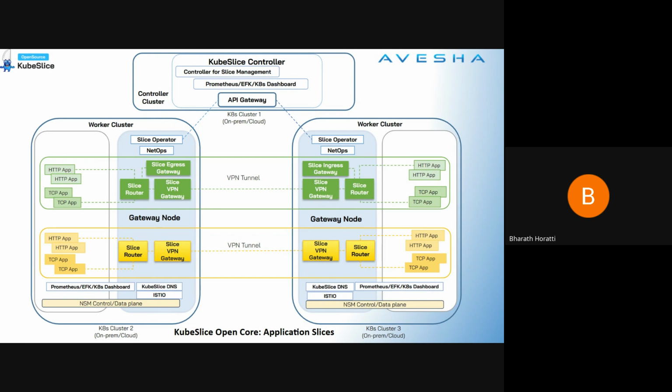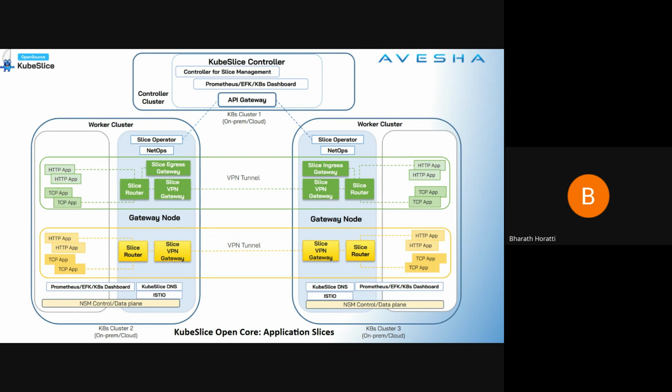So slice router is a virtual layer 3 device, which basically routes traffic from the application pods on one cluster to application pods on remote clusters through something called the slice VPN gateways. Slice VPN gateways are actually the points of egress and ingress for a slice for east-west traffic. East-west traffic is basically traffic flowing between the worker clusters, and the slice VPN gateways are the ones that actually act as ingress and egress.